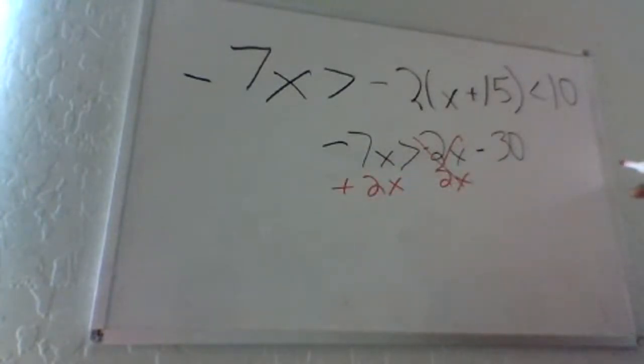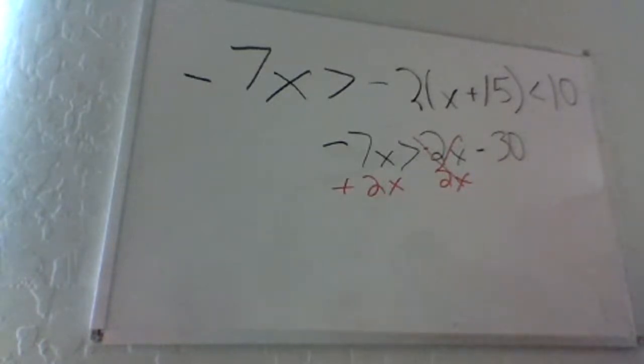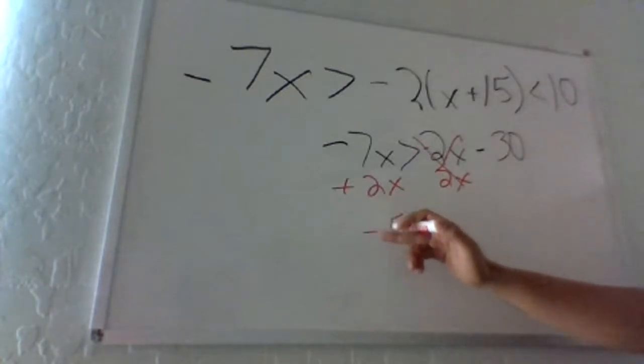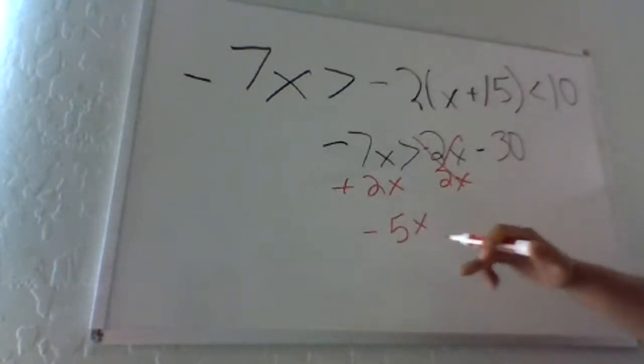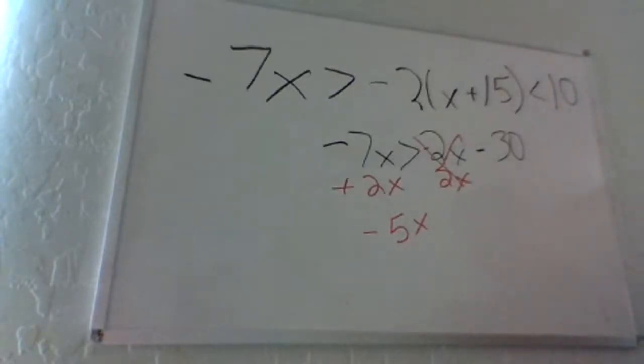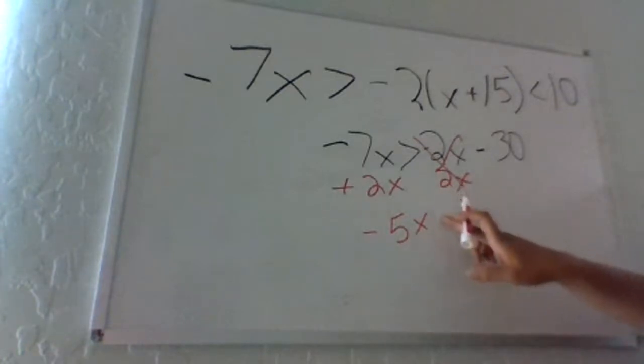Eliminate minus 2. Yep. Now we're going to get minus 5x, minus negative 5. And then what about the sign here?